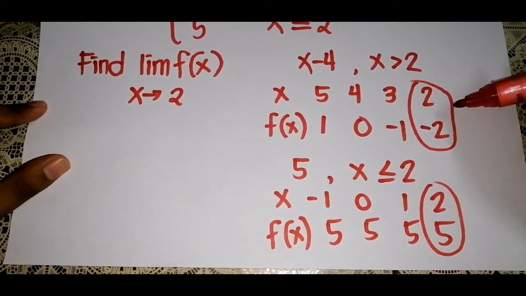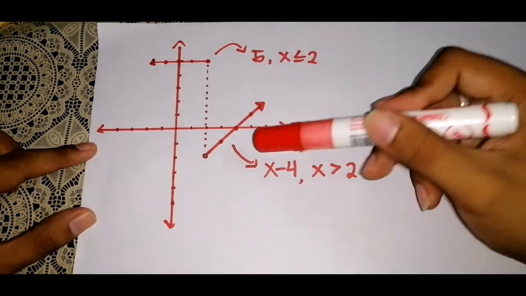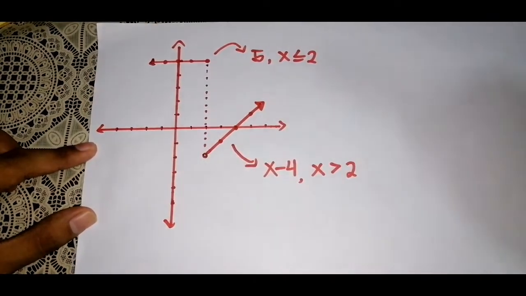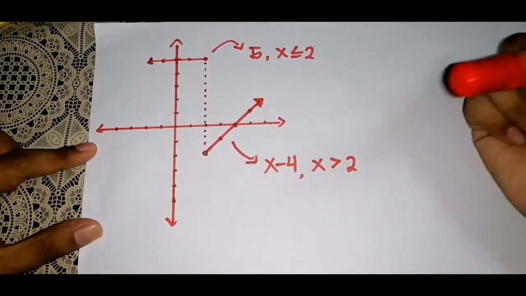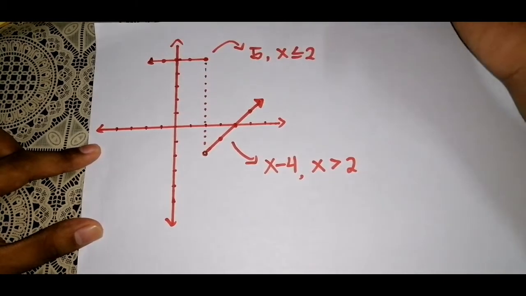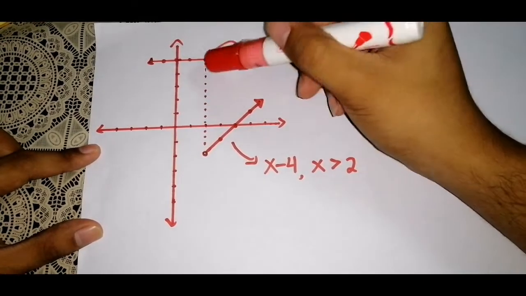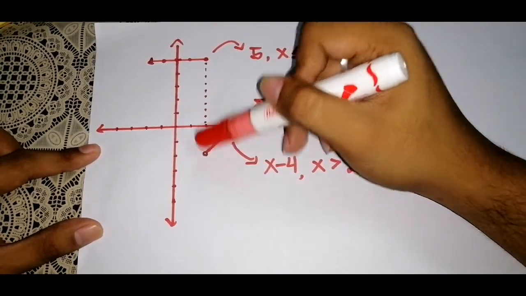Dito naman sa unang function, ang limit ay negative 2. They are not equal, therefore, the limit does not exist. So, kung titingnan natin yung graph, itong graph na to, ito yung graph ng function na x minus 4 when x is greater than 2. Tapos itong nasa taas, ito yung graph ng function na 5 when x is less than or equal to 2. Tapos ito yung limit nila.